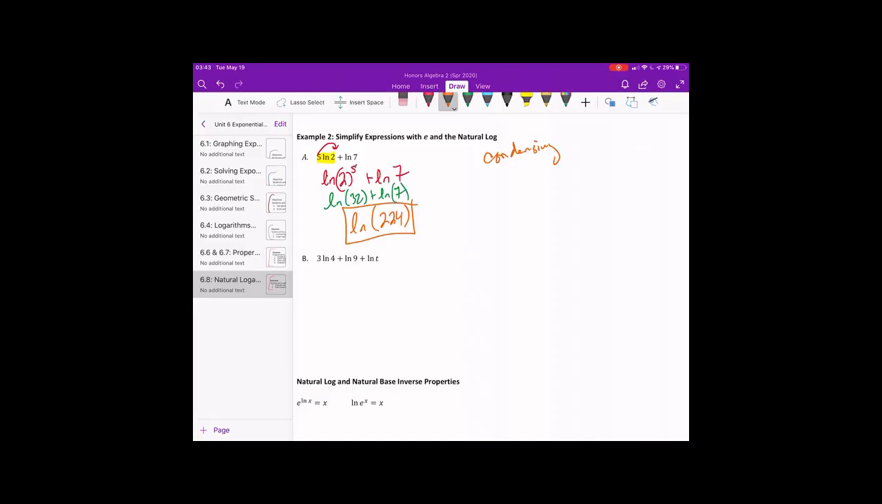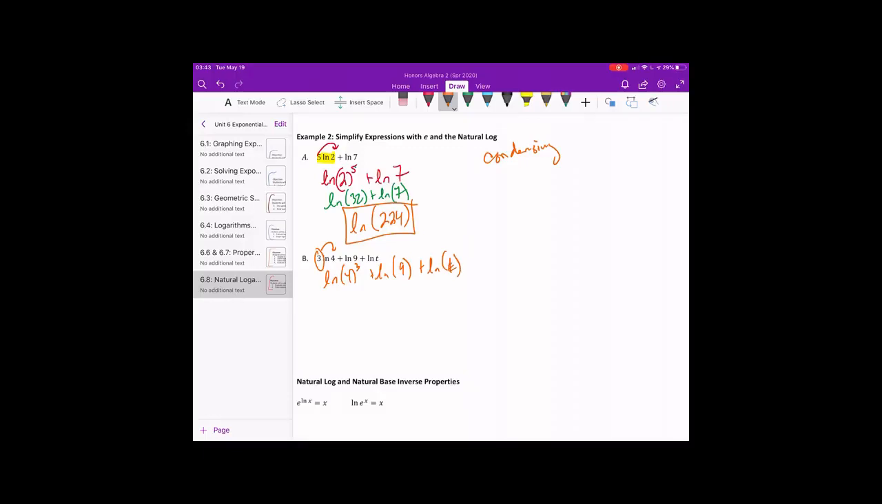And so let's look at example B. Again, same idea here, right? Now, we could have a minus sign in here and deal with quotient rule, but everything is addition, so we're dealing with product rule, and we do have a multiplier out front, which means we have a power that's going to end up here. And so we have the natural log of 4 to the third plus the natural log of 9 plus the natural log of t.